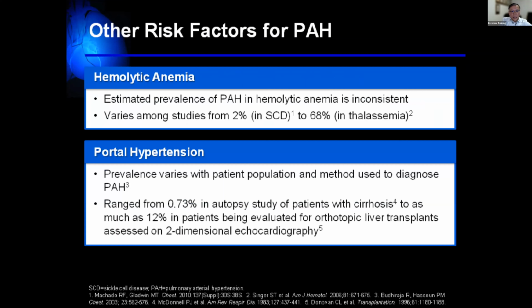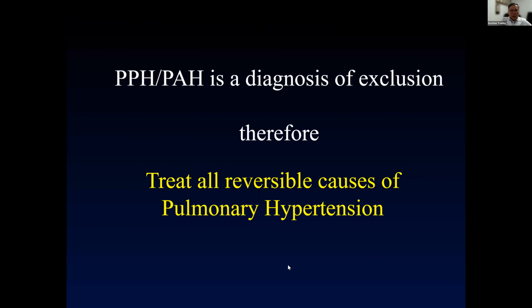Hemolytic anemia and portal hypertension. When I was at Mount Sinai, I took a lot of the end-stage liver patients waiting for liver transplant, and many of them have pulmonary hypertension. And that is one of the very important diagnoses not to miss. If you have pulmonary hypertension and you go in for liver transplant, you could have a disaster. So almost all pre-liver transplant patients have to be evaluated by pulmonary hypertension specialists. So treat all the reversible causes of pulmonary hypertension first before you give a diagnosis of pulmonary arterial hypertension.